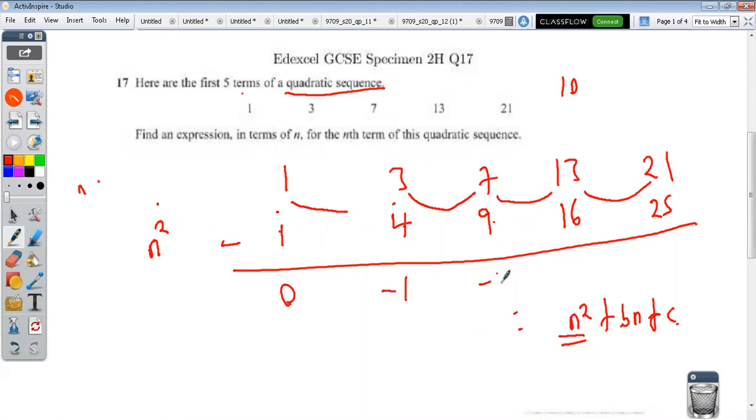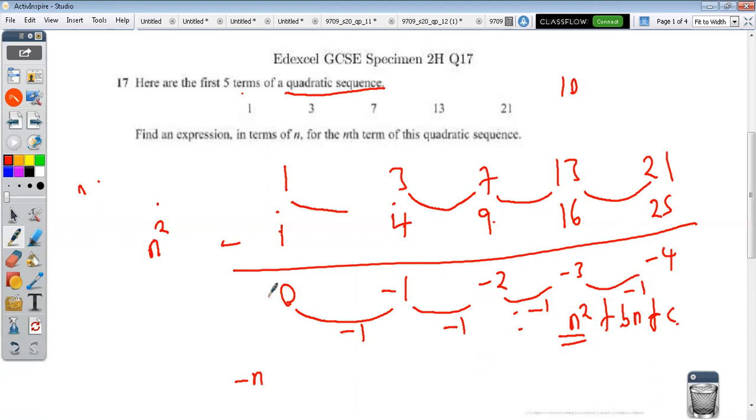If you subtract here, it's minus 2. If you subtract there, it's negative 3. If we subtract there, you get negative 4. Now look at this. We are decreasing by negative 1. We are decreasing by negative 1. We are decreasing by negative 1. So it means it's a minus n multiplication table.